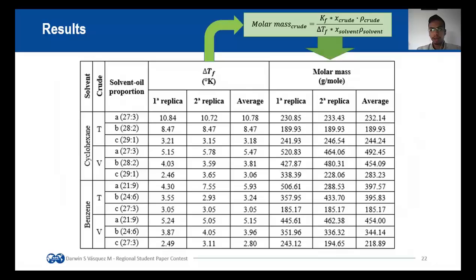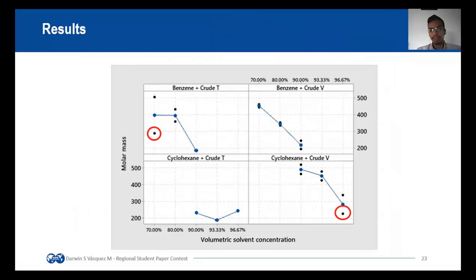This is the summary of the melting points and of the molar mass of each combination, and graphically they look like this. Two other atypical cases were presented since they move off considerably from the trends and their respective replicas. Generally, when there are more replicas, values like these are omitted to avoid affecting the statistical analysis. The points joined by the blue line are the average of each level.